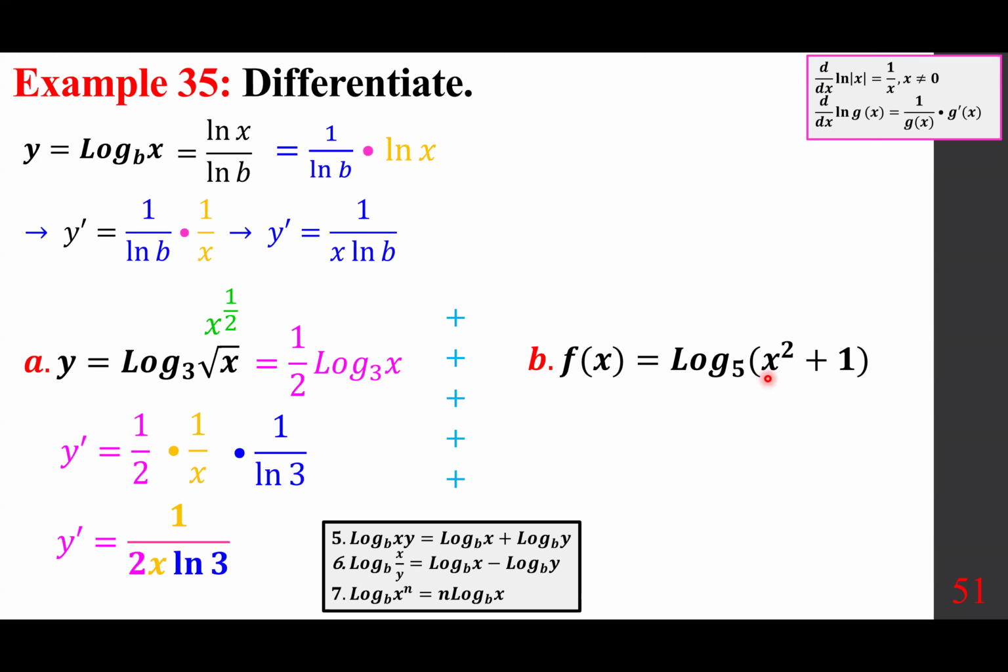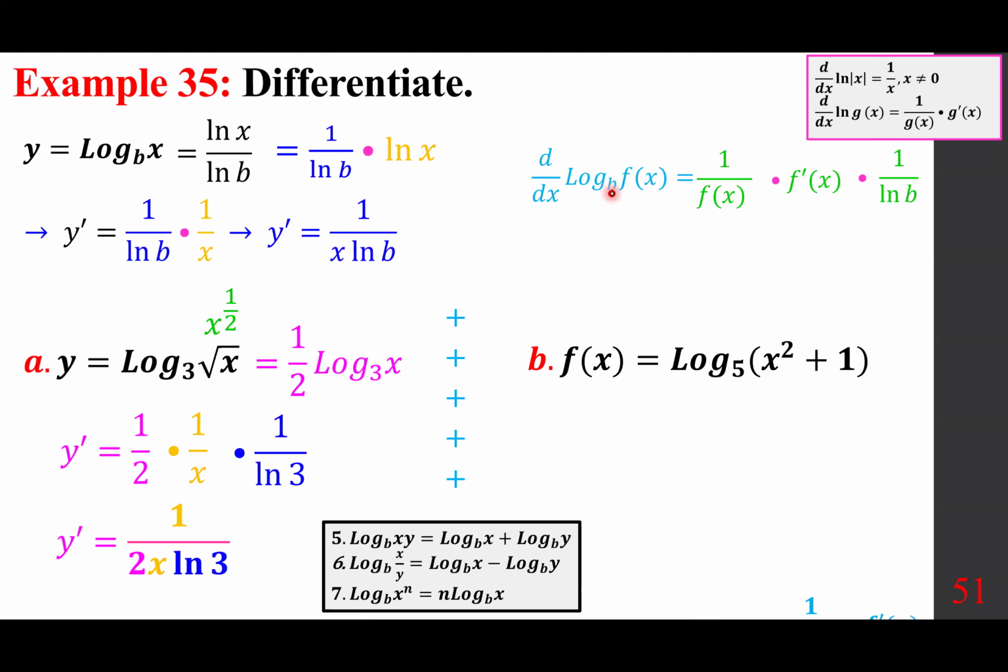f of x is log base 5 of x squared plus 1. And I hope you realize basically we follow the same thing, but we add the chain rule to that. So if you're dealing with log base b of f of x, you have to flip this over, 1 over f of x. You have to multiply by f prime by the chain rule. Then you look at the base. Since the base is not e, 1 over ln b, those are the 3 steps.